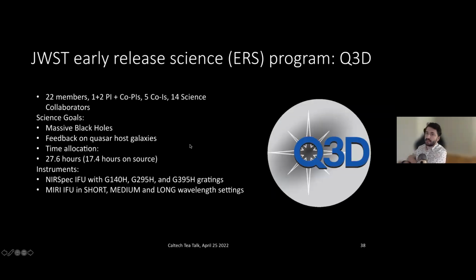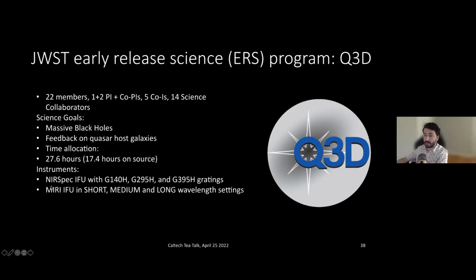We're also going to study some of these quasars in an Early Release Science program that's called Q3D. It's a program that has about 22 members in it, and the science goal is really to study massive black holes at high redshift, feedback science, similar to what I've been mentioning here. And it's allocated about 17 hours.